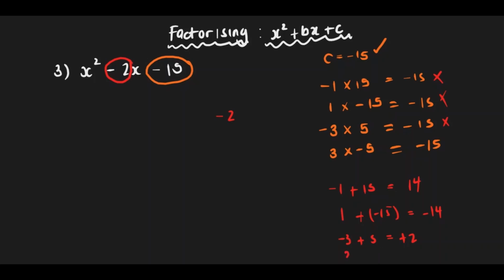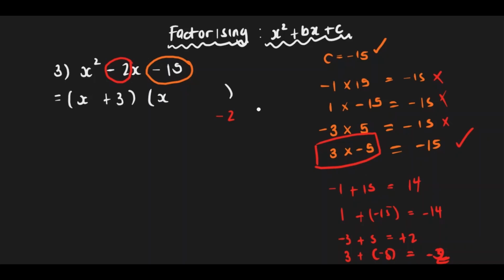Then the last one says 3 plus open bracket -5, and we get -2. So this one satisfies our condition. The two factors that we're going to use are these, because when we multiply them we get -15, and when we add them we get -2. So let's write our two brackets. You put x here and x here. Then our factors are +3 and -5. So this will be your final answer.